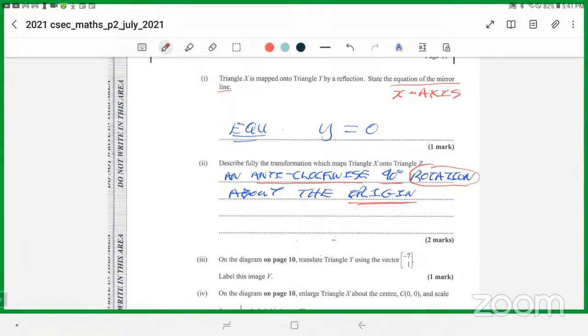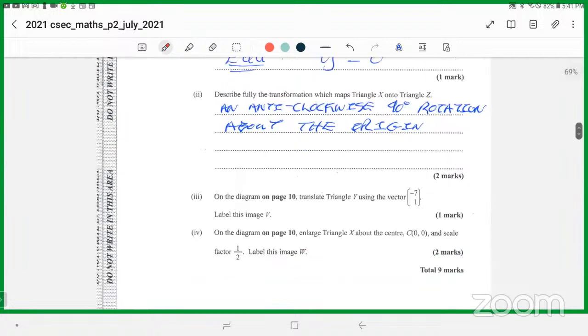So you're good to go. Remember, guys, instead of saying anti-clockwise 90-degree rotation, we could have said a positive 90-degree rotation for the anti-clockwise. All right? Well, let's work with that. Done. Next part says down here.